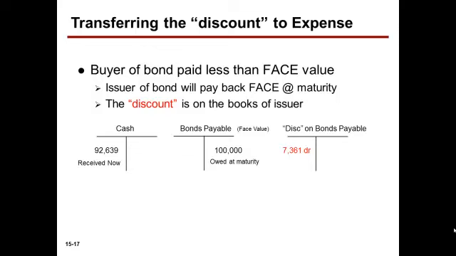As mentioned, the buyer of the bonds has paid less than face value, but the issuer of the bond will be paid back the full face value at maturity. So the discount is on the books of the issuer.